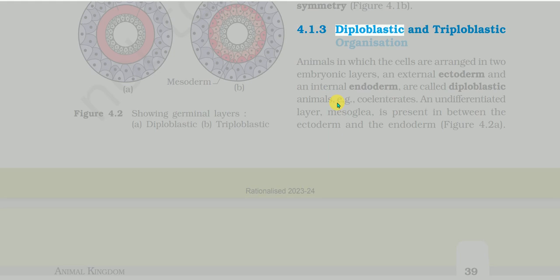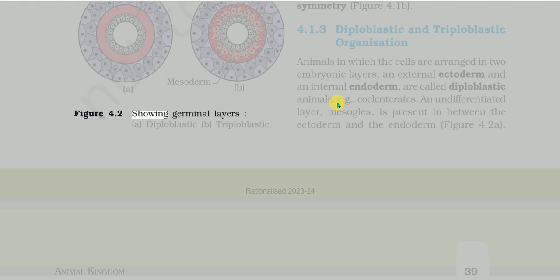4.1.3 Diploblastic and triploblastic organization. Animals in which the cells are arranged in 2 embryonic layers, an external ectoderm and an internal endoderm, are called diploblastic animals, e.g., coelenterates. An undifferentiated layer, mesoglea, is present in between the ectoderm and the endoderm, figure 4.2a.